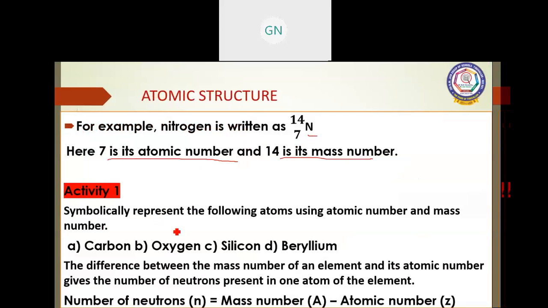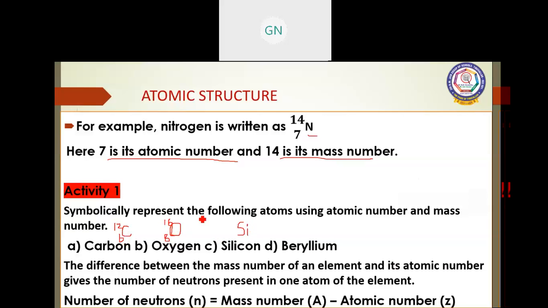Let me see a small activity. Represent the following atoms using atomic number and mass number. The first one is carbon. Carbon atomic number is 6 and mass number is 12. Oxygen atomic number is 8, mass number is 16.